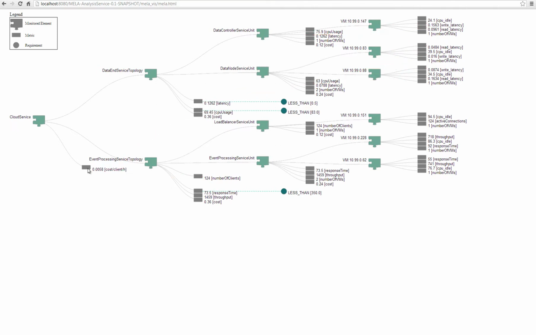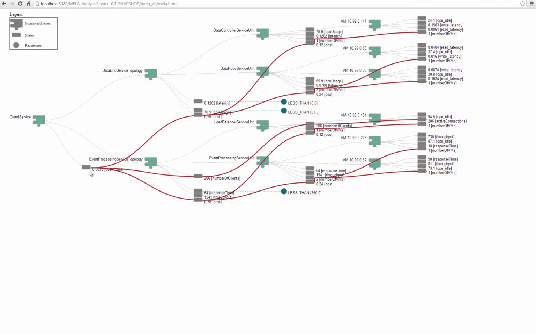For instance, the cost per client per hour for the entire cloud service is composed using the cost for each of its topologies, and the number of clients of the cloud service. The cost may vary with the number of virtual machines, or with the number of input-output operations.